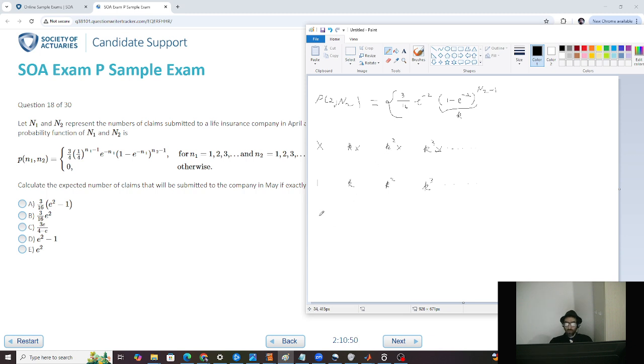So the numerator is going to be a first moment: 1 plus 2k plus 3k squared plus 4k cubed, etcetera. Our denominator is just going to be 1 plus k plus k squared plus k cubed. This is a standard geometric series, right? Well, 1 over 1 minus k, I think.